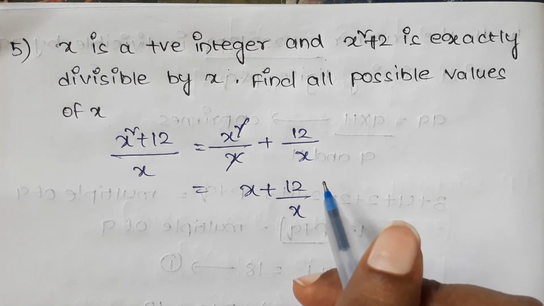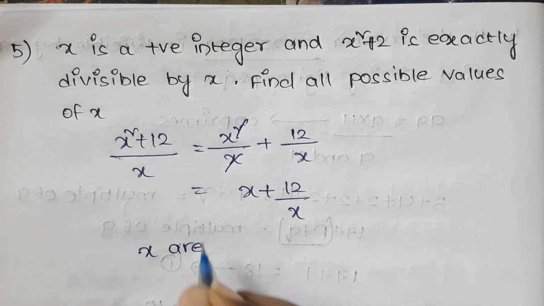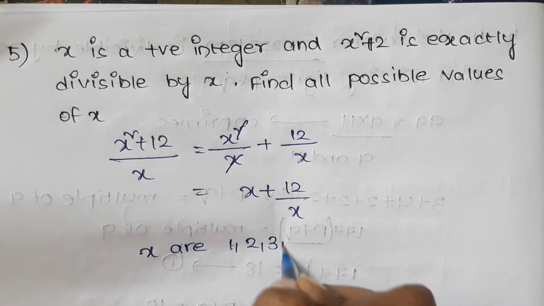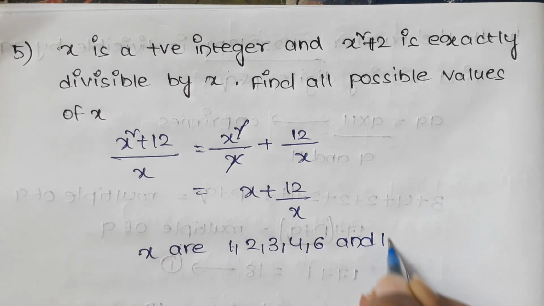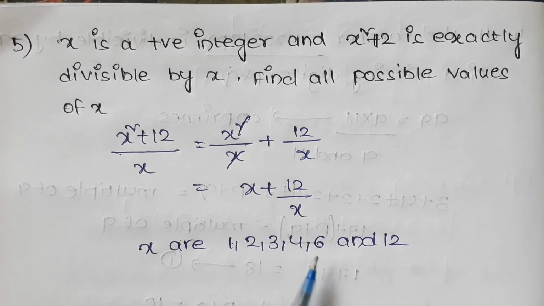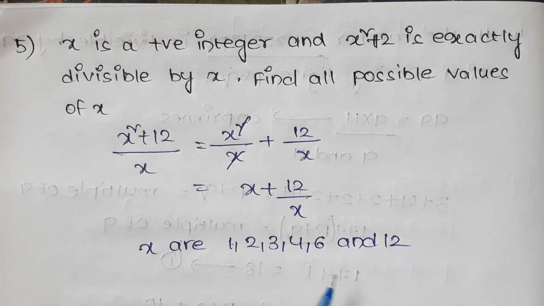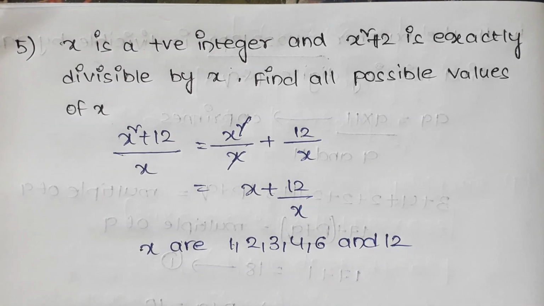So the possible values of x are 1, 2, 3, 4, 6 and 12. These are the possible values that divide 12. So these are the required x values, and this is one of the questions.